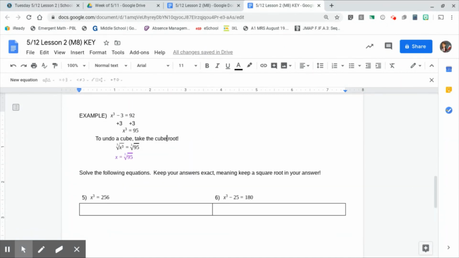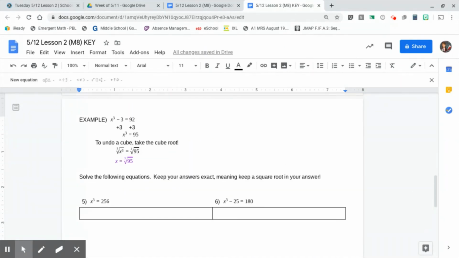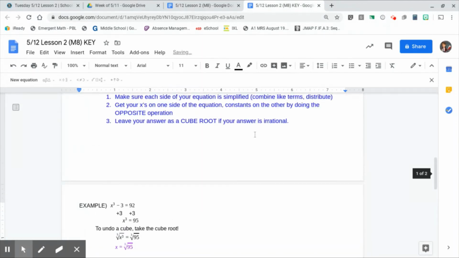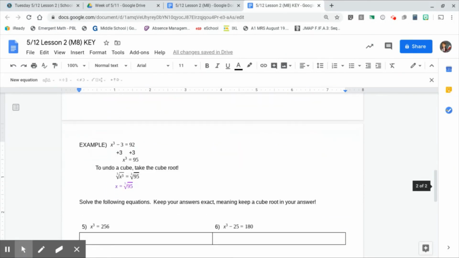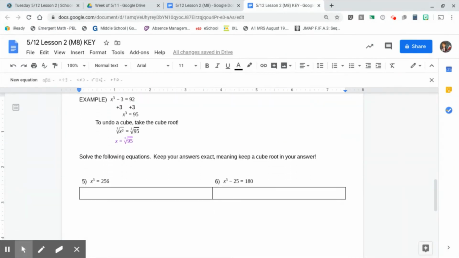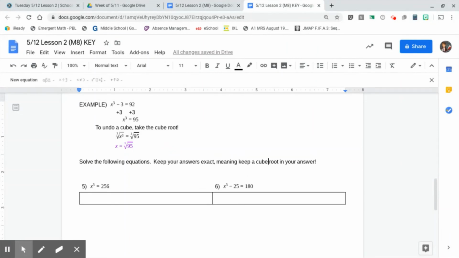So let's take a look at my example here. It says x cubed minus 3 equals 92. Remember, the opposite of cubing a number is taking the cube root. We want to get x by itself here, so we add 3 on both sides. We get x cubed equals 95. To undo a cube, you take the cube root. When you take the cube root of a cube, the cube root and the 3 as the exponent cancel out. We're just left with x equals the cube root of 95.